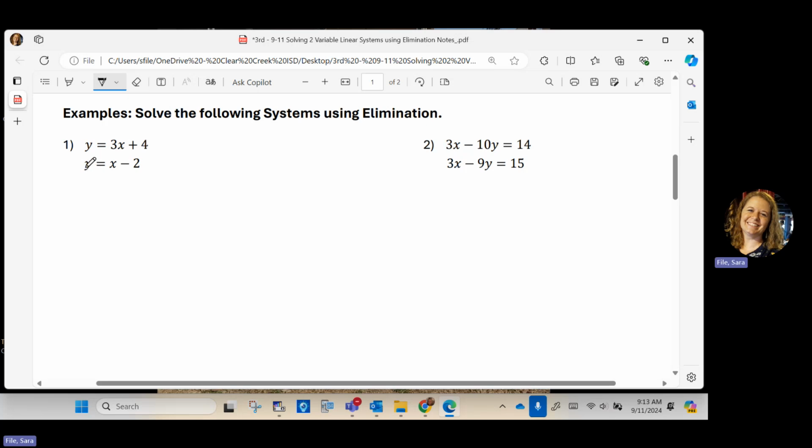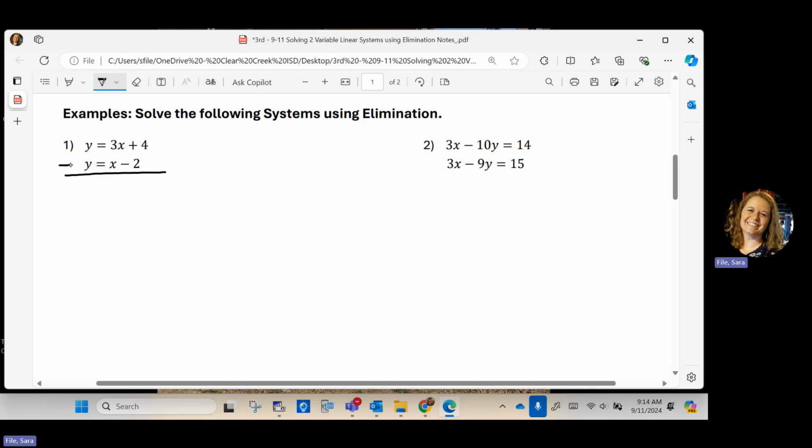So what do I need to do to eliminate the y's? If I were to subtract y minus y, the y's would be gone. That's what we mean when we say eliminate. Some people will show it like this. They'll draw the line because we're going to subtract. It's set up like a subtraction problem here, but we're going to subtract each of those.